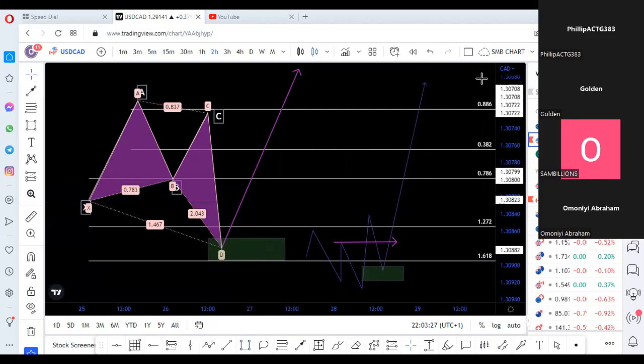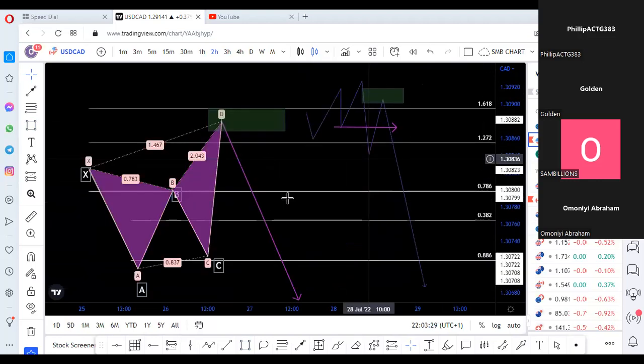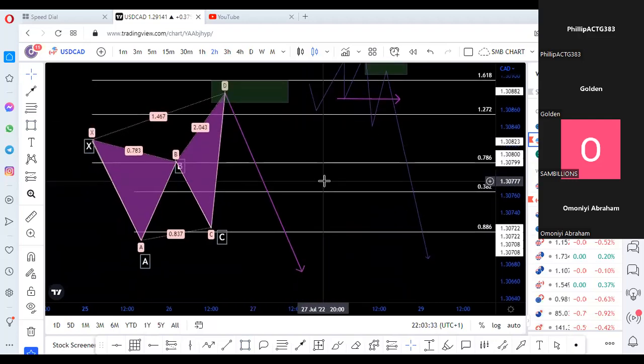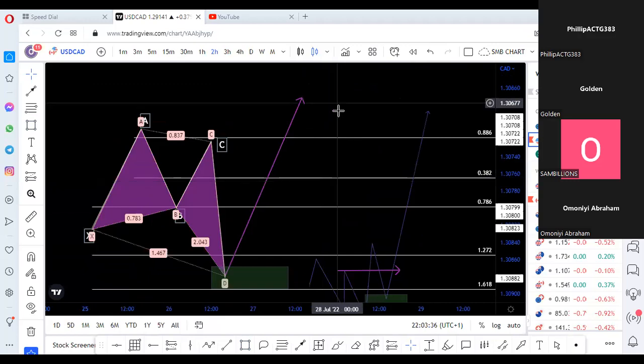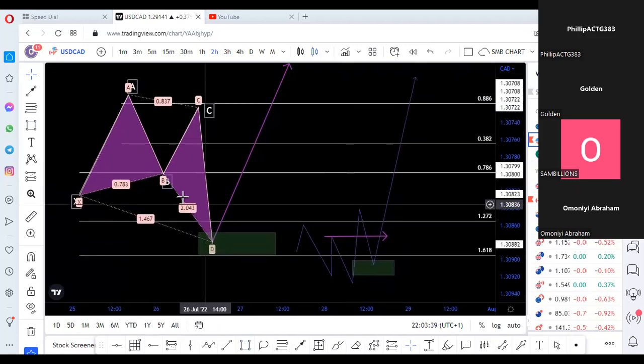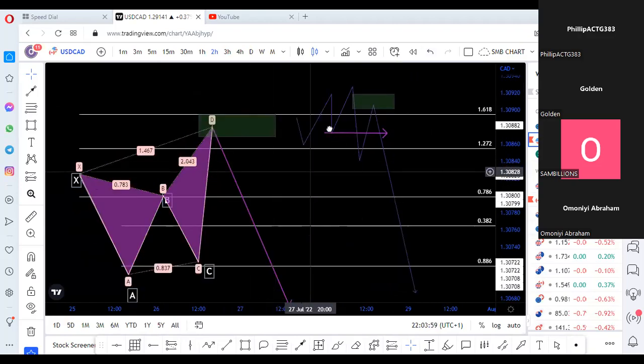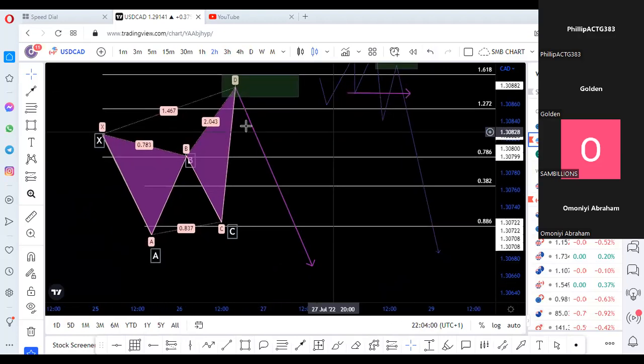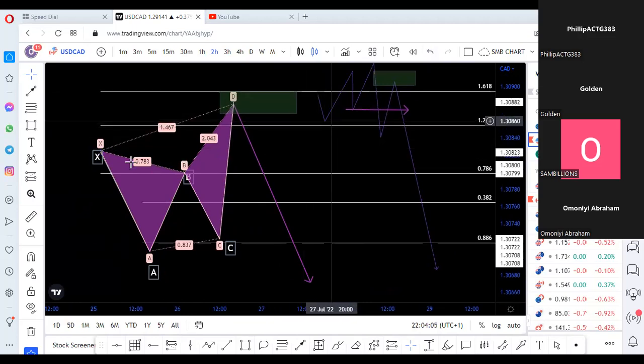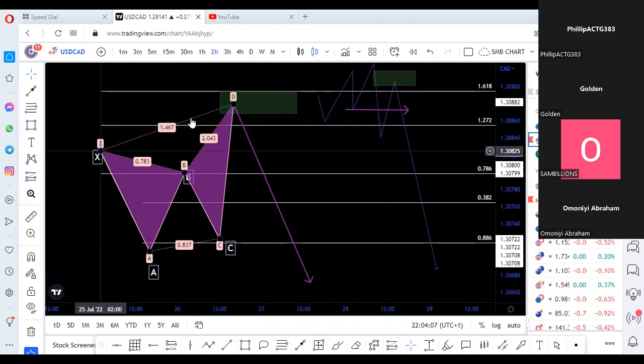You can see, this is bullish. And for bearish, it's still the same thing, so there is nothing new there. Once you understand how to use your fib very well, you will be able to use it. So this is it for the bearish. For the bearish, just the same thing: X to A. Let me remove this so you can get it.